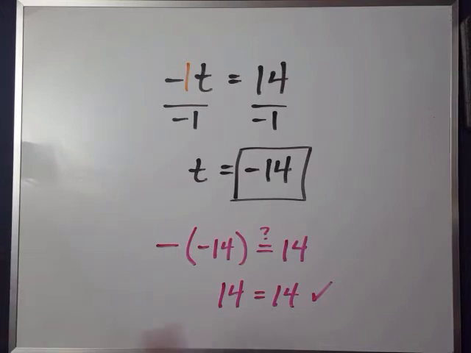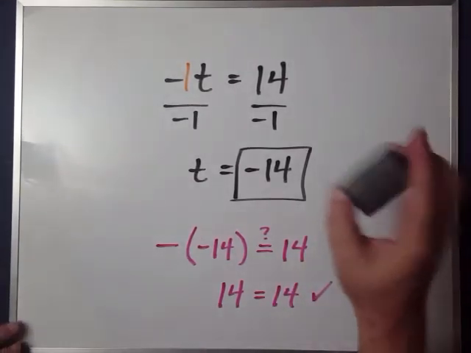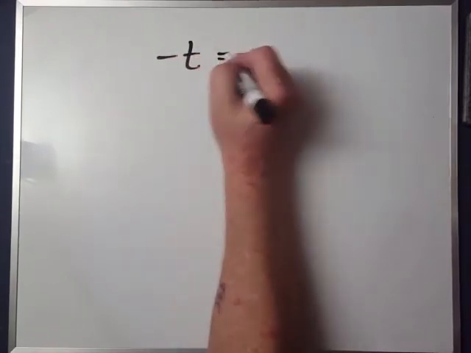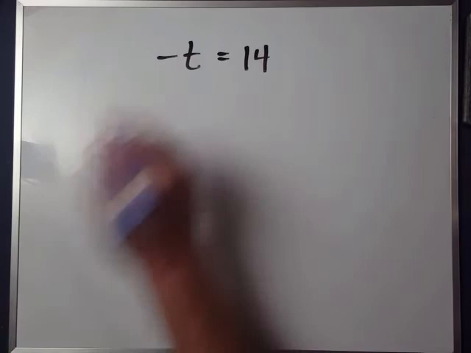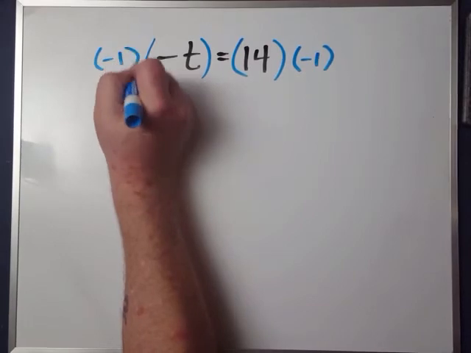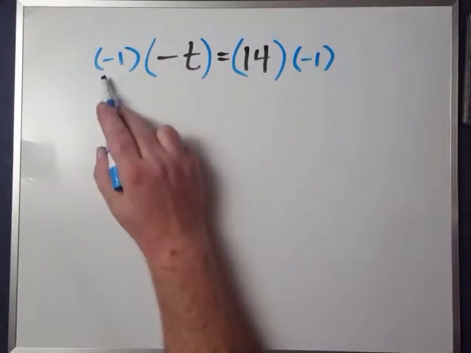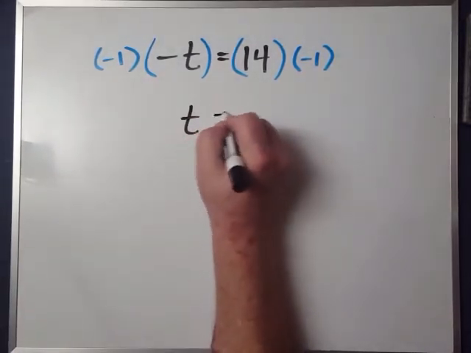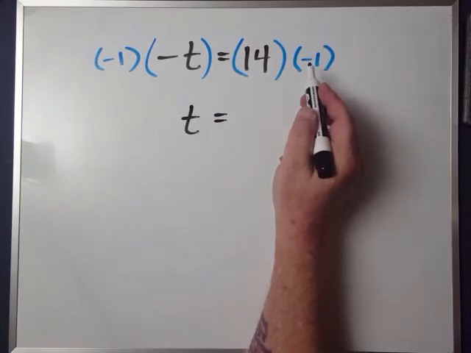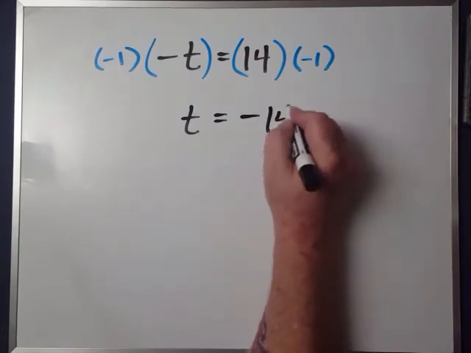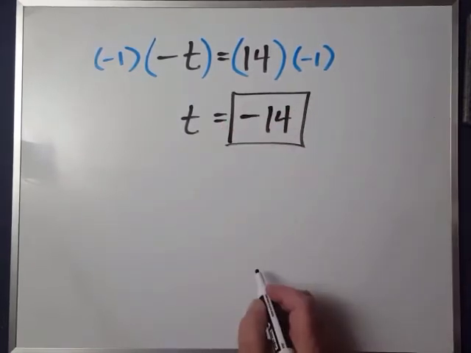There are a couple other ways to interpret this problem. Let me return to the original problem. What we did there, we divided both sides by negative 1. We would get the same result if we were to multiply both sides by negative 1. Negative 1 times negative t, a negative times a negative is positive, 1 times t is just t, and equals a negative times a positive is negative, 1 times 14 is 14, same result.